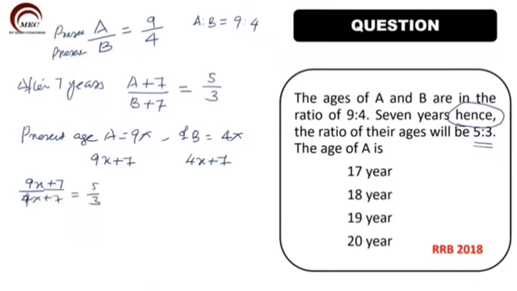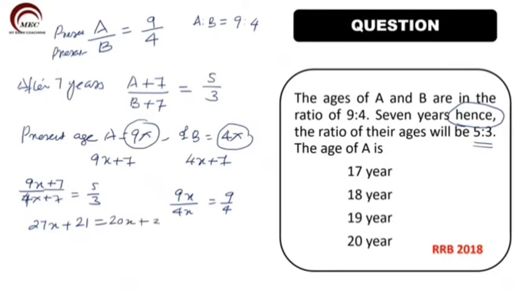And the first one, we have taken 9x for A and 4x for B. So 9x by 4x is equal to 9 by 4. We already know this. So when you solve this by cross multiplication, what will we get? 3 into 9x, 27x, plus 3 into 7, 21, is equal to 5 into 4, 20x, plus 5 into 7, 35.